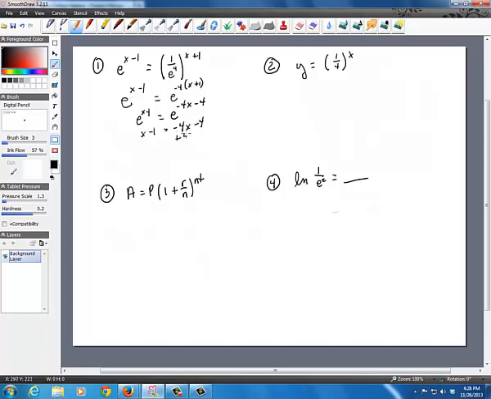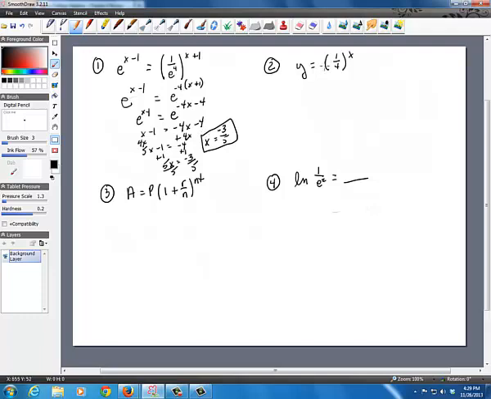So I add 4x, and I get 5x minus 1 equals negative 4. So add 1, and I get 5x equals negative 3. Divide by 5. So my answer is x equals negative 3/5, and that is the correct answer.